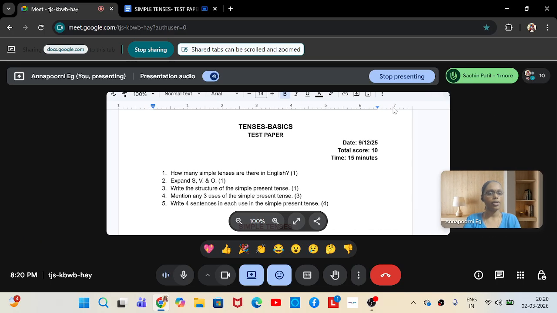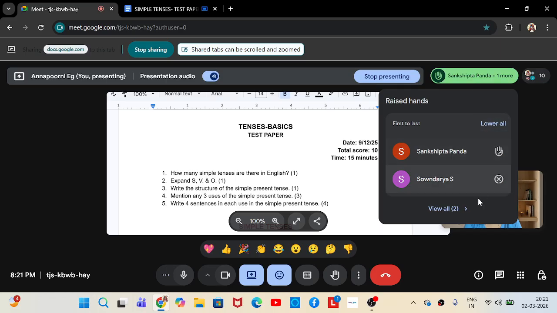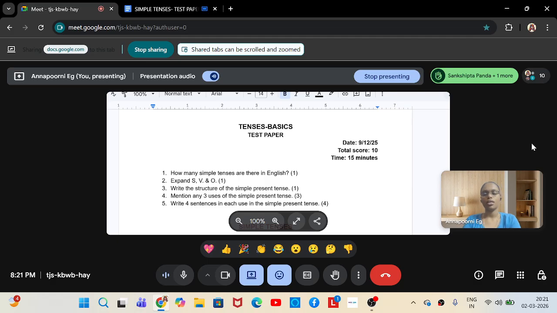So Samshipta, you can also answer it. You have raised your hand, say so. Okay, so what are the four tenses studied in the last class? Ma'am, a simple present tense, a present continuous tense, present perfect tense, and present perfect continuous tense. Very good, very good. Okay, so now let's discuss the structure of each of the tenses.